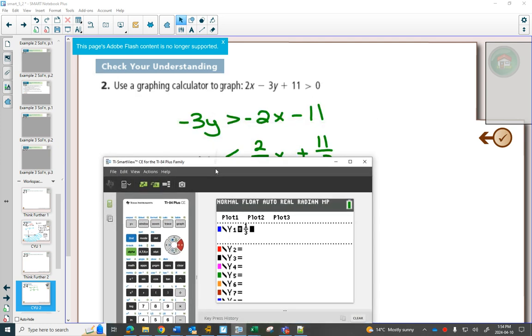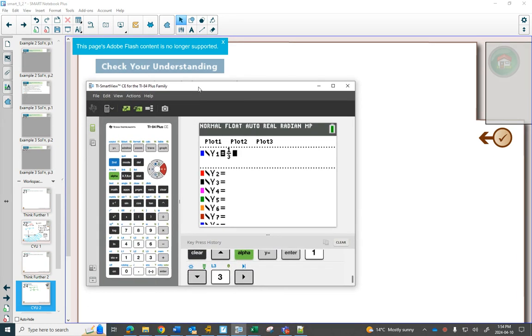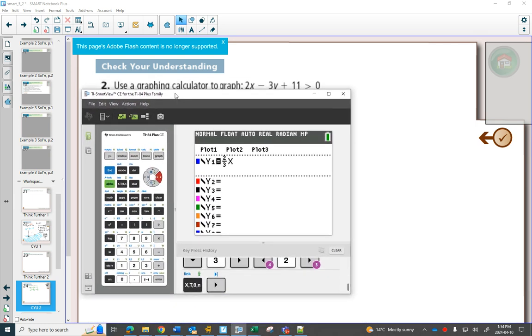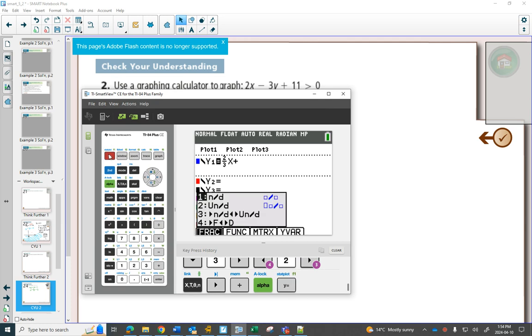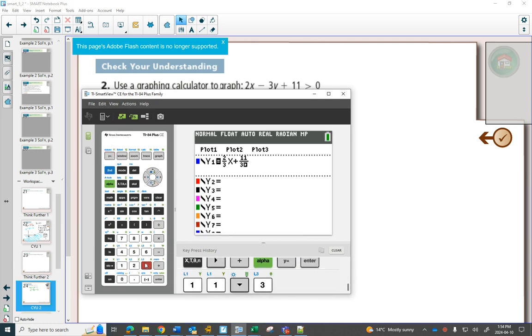So our equation that we got was 2/3. Beautiful. So we'll go replace that with 2/3 x. Is it plus or was it minus? Plus 11/3. So again, I could do that alpha y equals, and I could write my 11/3 just like you see. So if you have that fraction button, get used to using it because it makes your life easier. It also means that you'll type less things wrong into your calculator.